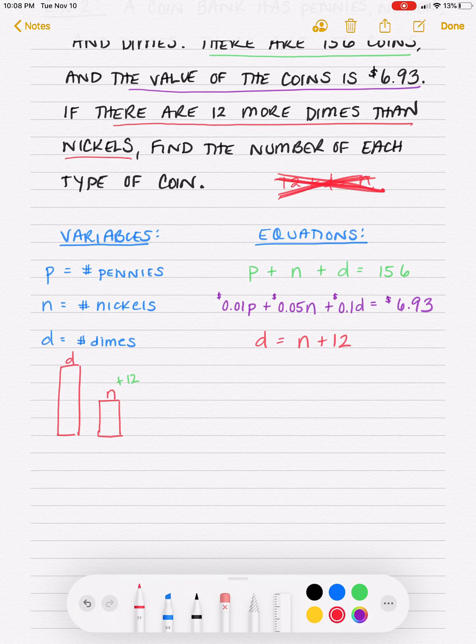Now, that is not the only way that we could set this up. You could also do it where maybe you decide to take your dimes and minus 12 from the dimes. If you took the dimes minus 12, then that would equal the nickels. This is the same equation. So we'll work on that more in class, but I do want you to be careful with those comparative statements.